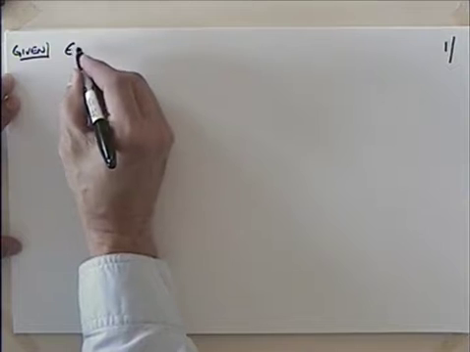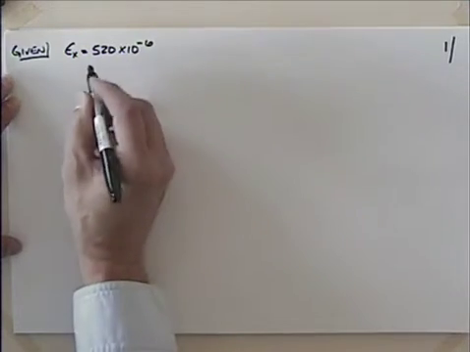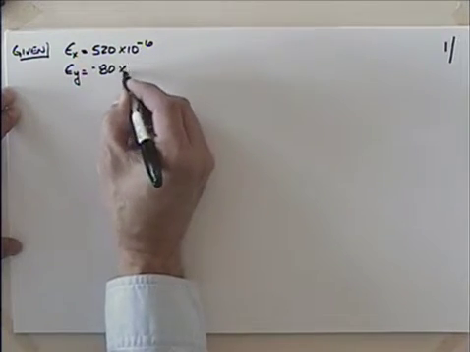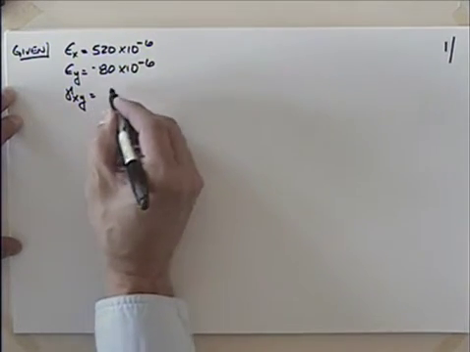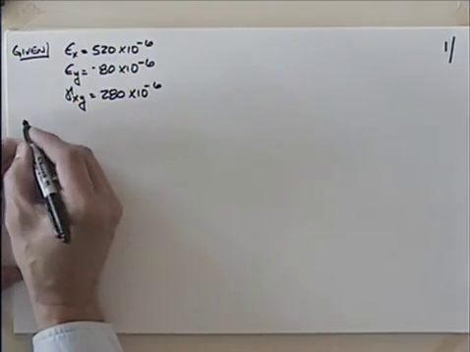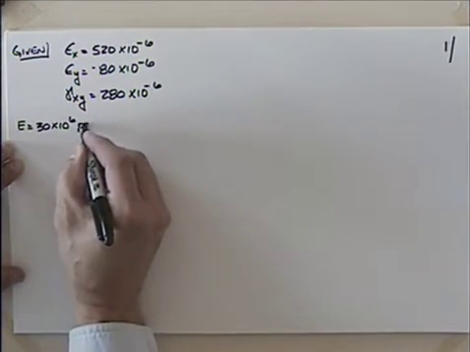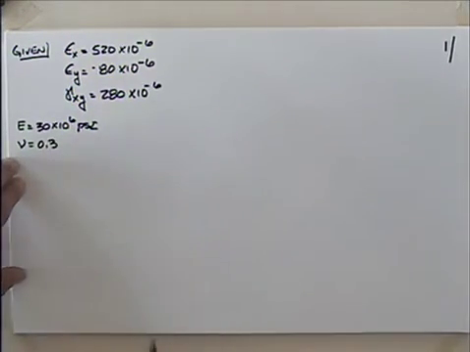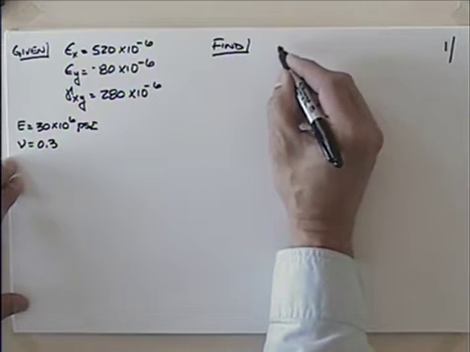that the strain epsilon x is equal to 520 times 10 to the minus 6, that epsilon y is equal to minus 80 times 10 to the minus 6, and that gamma xy is equal to 280 times 10 to the minus 6. And we'll also take that Young's modulus is equal to 30 times 10 to the 6, so that'd be PSI, looks like something like steel. We're in English units, and Poisson's ratio is 0.3. And what I'd like to find then with this, I would like to find the principal stresses.